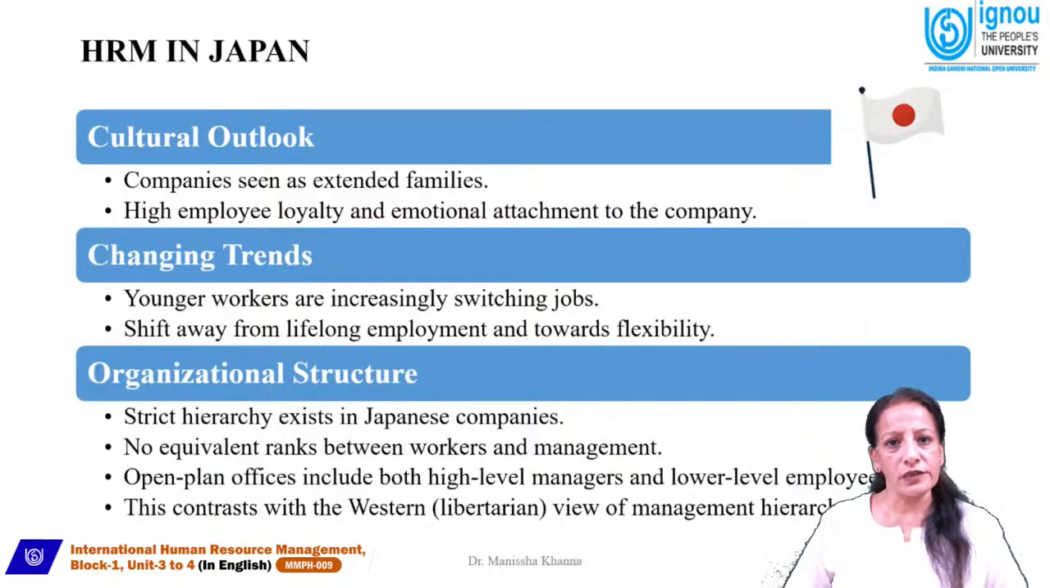Younger workers are increasingly switching jobs now. It is one of the changing trends, and a shift away from lifelong employment towards flexibility is seen among the younger generation. In the organization structure, a strict hierarchy exists in Japanese companies. There are no equivalent ranks between workers and management. Open plan offices include both high-level managers and low-level managers. This contrasts with the Western view of management hierarchy.